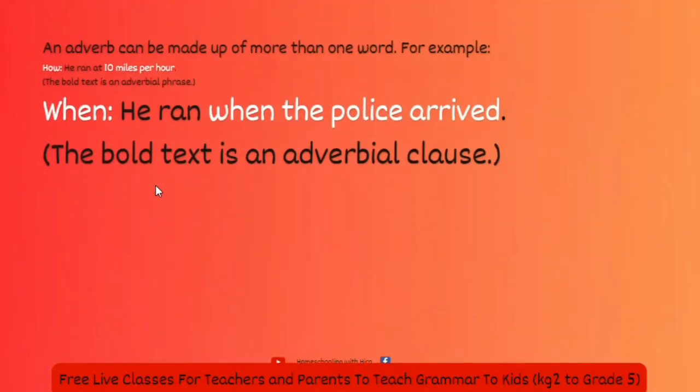Second thing is an adverbial can tell us when something happened as well, right? So he ran when the police arrived. So now this, when the police arrived, it's a clause. And which type of clause? Adverbial clause, because it is giving us the information about this action ran. Okay, when the police arrived, altogether it is telling us about when he ran. Got it? It's an adverbial clause.